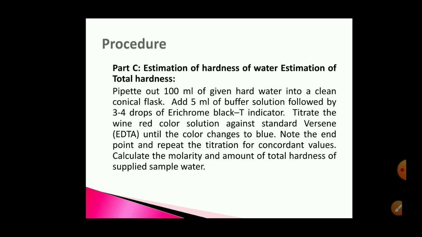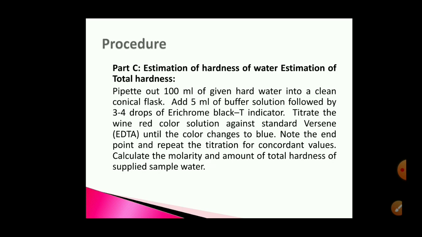For this part, we have to take 100 ml of sample hard water in a flask. This 100 ml we are going to take with the help of a 100 ml standard flask. After that, the procedure is entirely the same. We will be adding 5 ml of buffer solution with the help of a measuring cylinder and 3-4 drops of EBT.